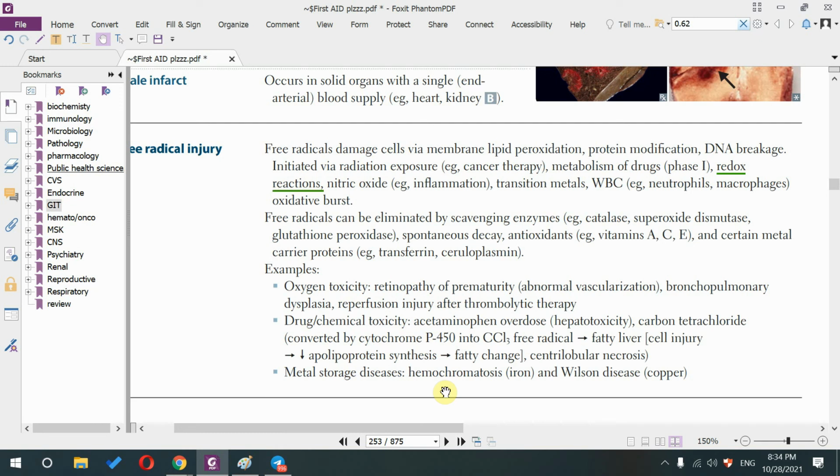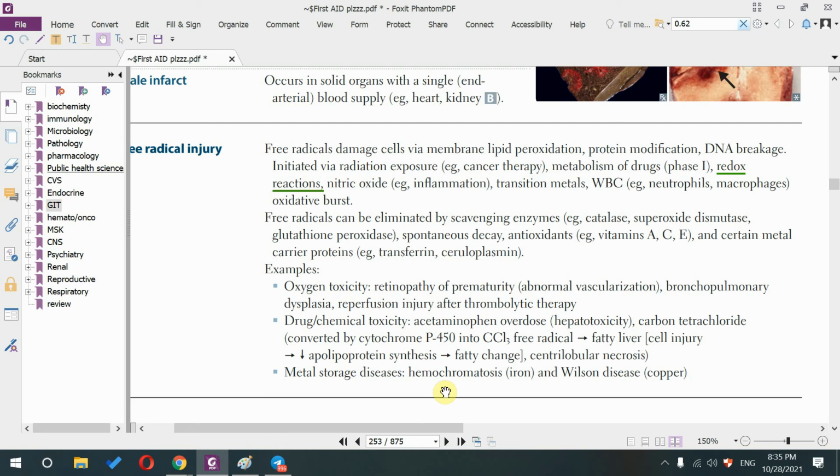So he can have retinopathy of prematurity. It leads to abnormal vascularization, and sadly, it's irreversible. The patient will go blind for life. And the next one is bronchopulmonary dysplasia. In this case, the patient will have wheezing. It's due also to the same thing I told you about, the NRDS, neonatal respiratory distress syndrome. The last thing is reperfusion injury after thrombolytic therapy.